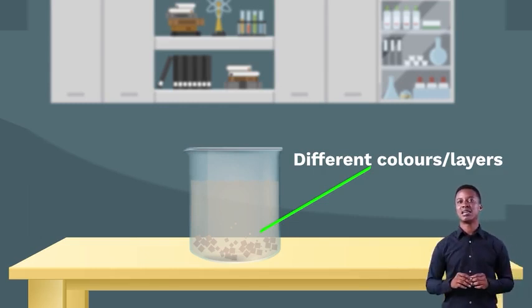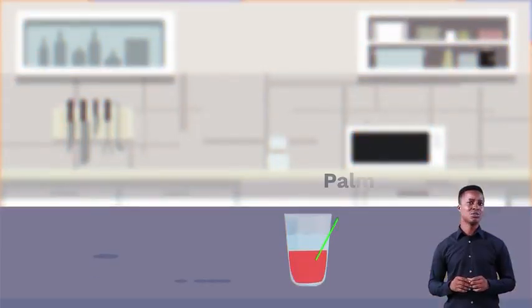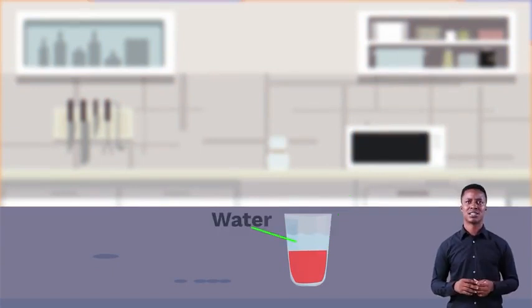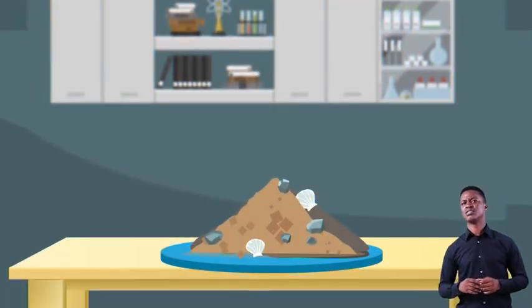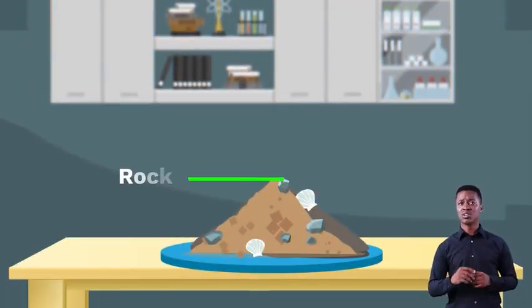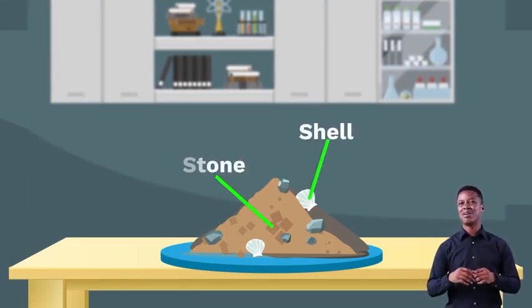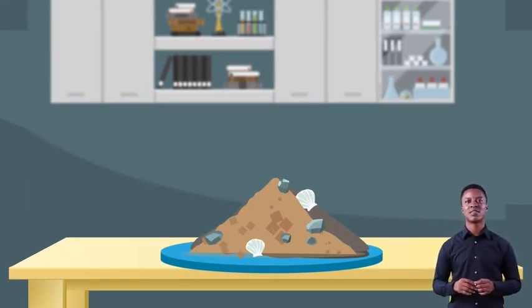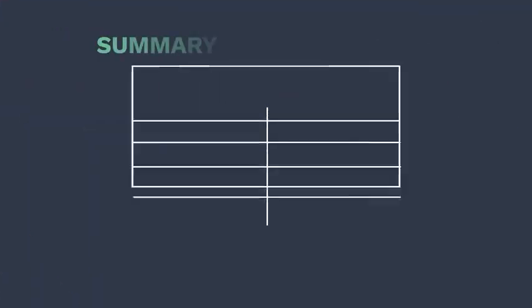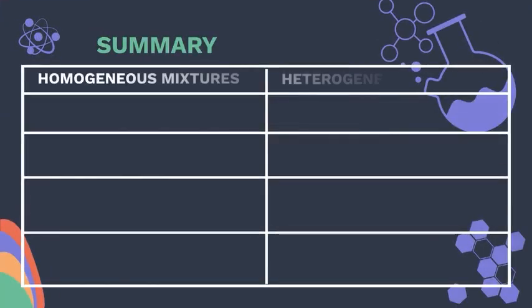Several examples of these types of mixtures exist. They include a mixture of palm oil and water. Sand is also a heterogeneous mixture, as it usually contains rocks, cement, stones, shells, and plenty other elements. Basically, in heterogeneous mixtures, the particles that make up the mixtures can clearly be seen to be contained in the mixture. Now, what are the differences we've learned between homogeneous and heterogeneous mixtures?